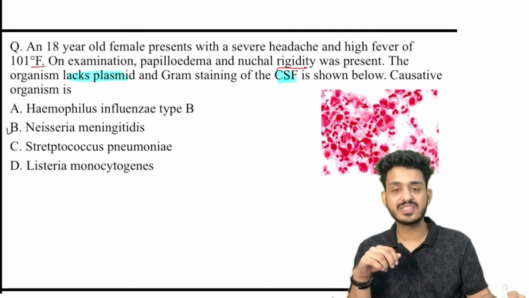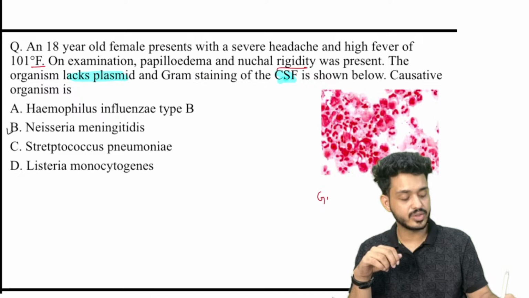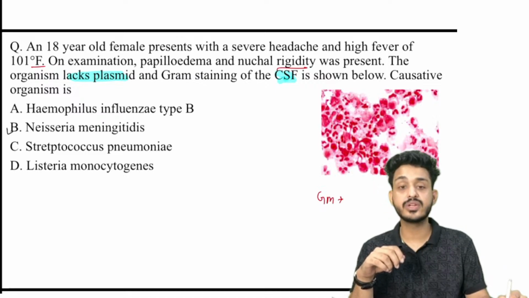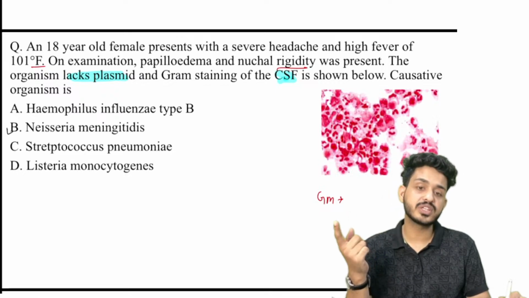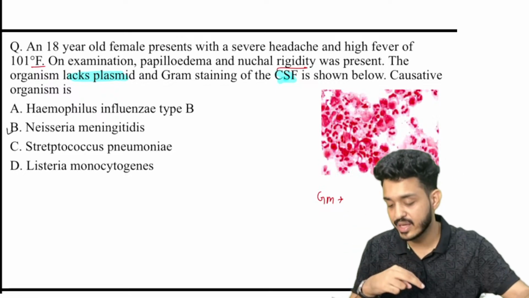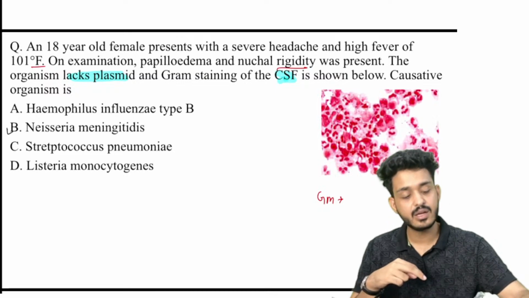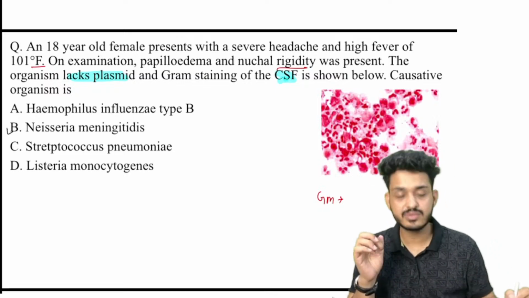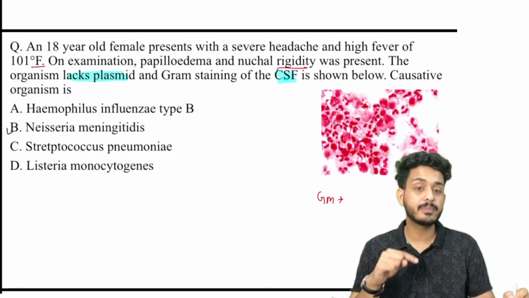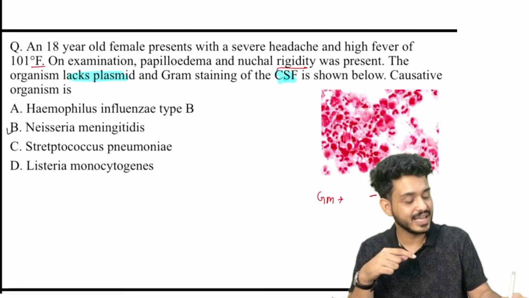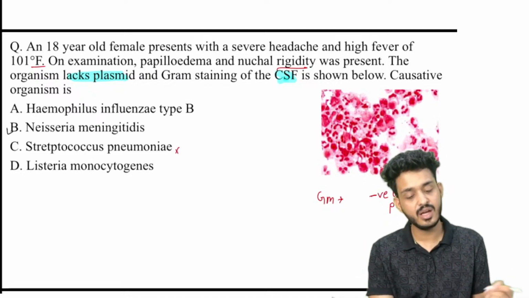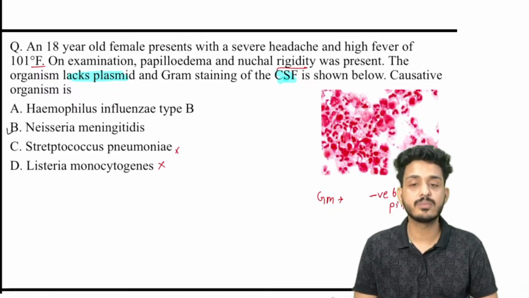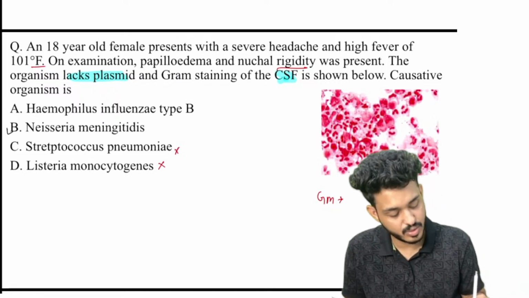So basically gram staining is given. What can you appreciate from gram staining, what I've told you? First of all, you need to identify whether it is a gram positive or a gram negative bacteria. Gram negative bacteria give pink color because of safranin. So this is a gram negative bacteria. So first of all, these are out from the options. Two options will be left.